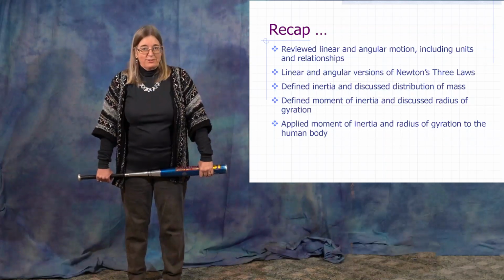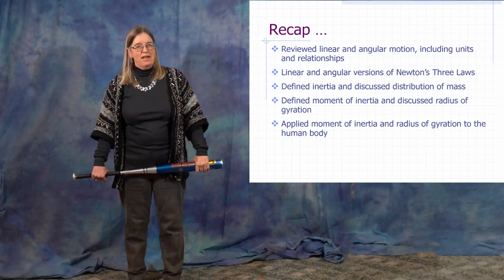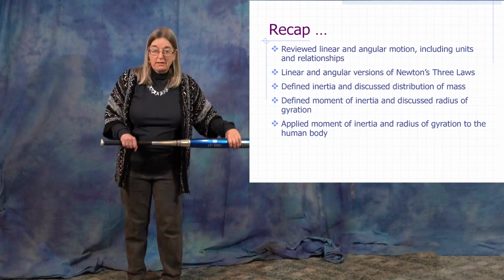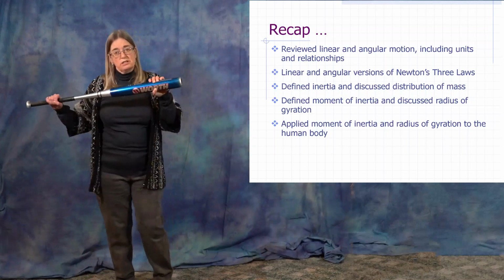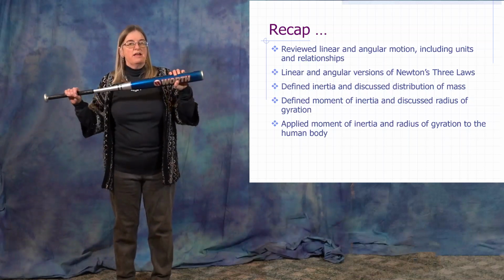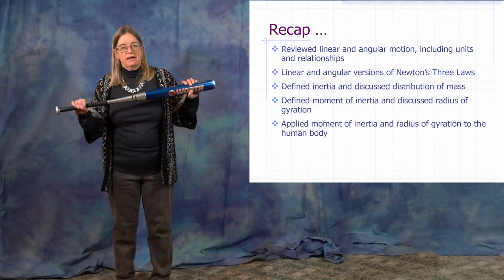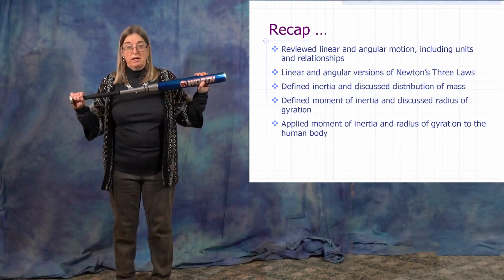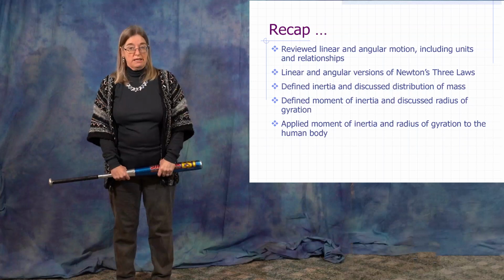So that is what moment of inertia is. It is that resistance to angular acceleration, and the difference between it and the resistance to linear acceleration is that resistance to linear acceleration is just mass. Resistance to angular acceleration is a combination of mass and the distribution of the mass, how far the mass is from the axis of rotation. And the term that we use to describe that distribution is the radius of gyration.